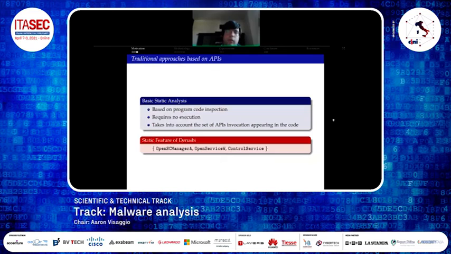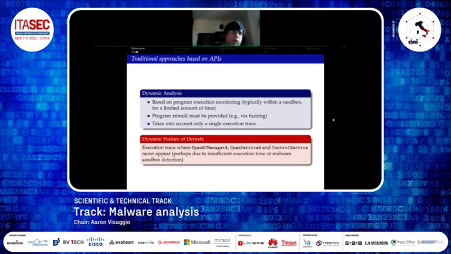Now let's see whether the traditional approaches which are based on APIs can deal with it. So we have a basic static analysis technique in which we inspect the program code, which requires no execution at all. And it only takes into account a set of API invocations which appear in the code. And there is very little to get about the behavior of the malware itself from the API names, because these kinds of sequences are also present in benignware.